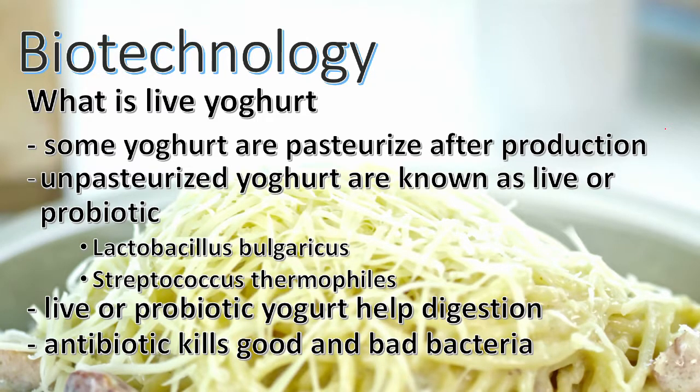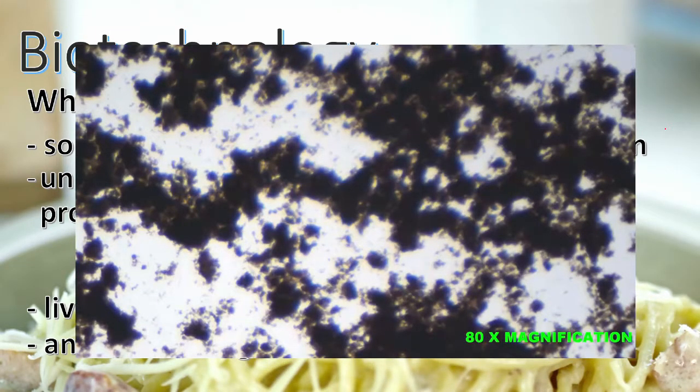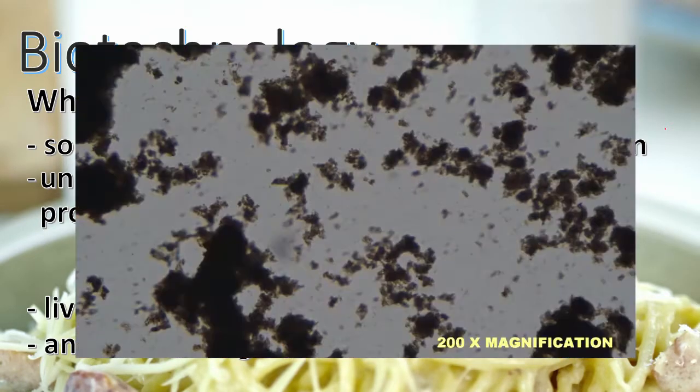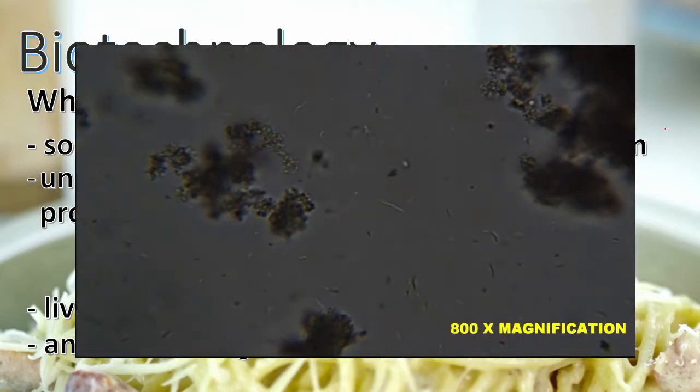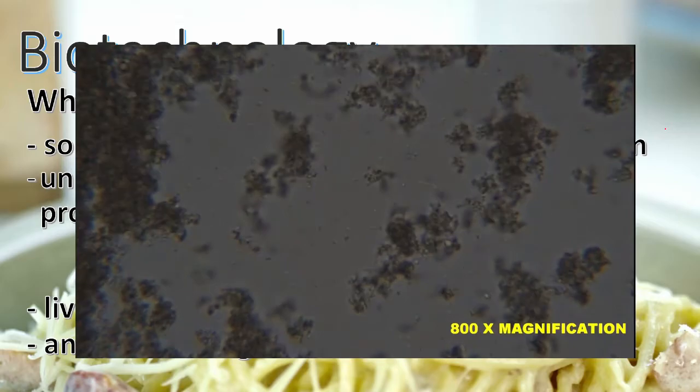And antibiotics kill good and bad bacteria. So if you are sick, usually the doctor gives you antibiotics. And one way to put the good bacteria back into your system is by eating yogurt. So the next video that we're going to show is the live bacteria that is found in yogurt. And these are actually magnified to a certain level so that you can actually see those live bacteria.